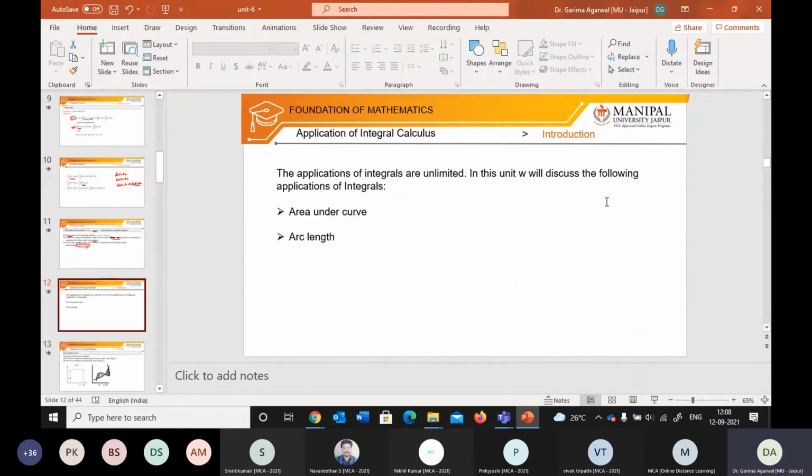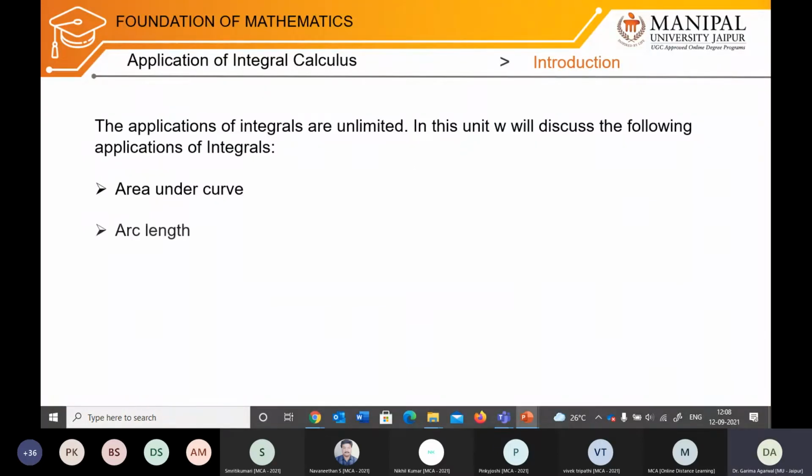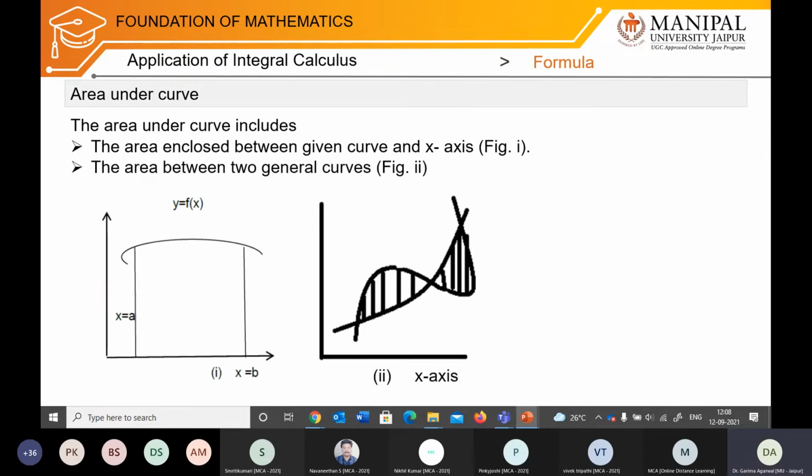So the next is the application of integral calculus. We can use integral calculus to find the area under a curve and arc length, right? So how can we find the area under a curve? The area enclosed between a given curve and the x-axis, like this. Let's say we have this curve, and we need to find the area between this curve and the x-axis. This one is the x-axis, so this entire region can be included.